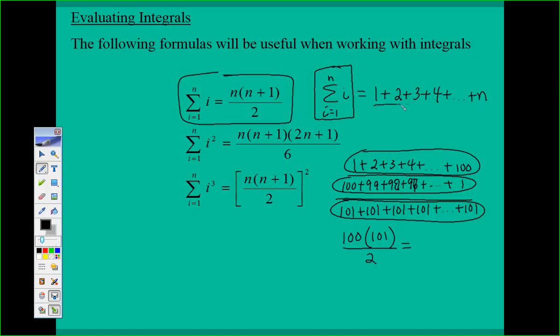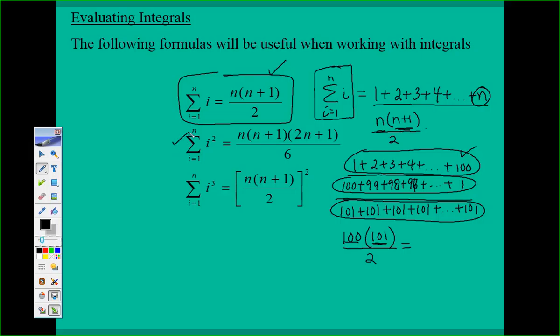Now if we did the same thing in general here, we would have n times n plus 1, just like we did here. We had 100 numbers, so we have 100. Here we have n numbers, so we have n, times one more than n. Here's n plus 1. And then we would divide the whole thing by 2. So that's where this little formula comes from. The summation of i from i equals 1 to n equals n times n plus 1 all over 2.